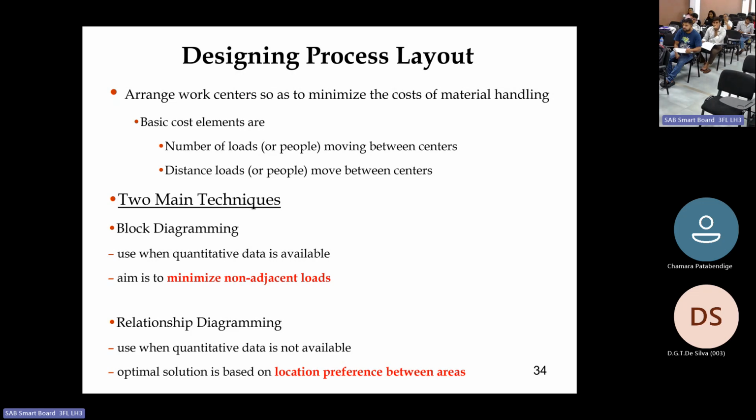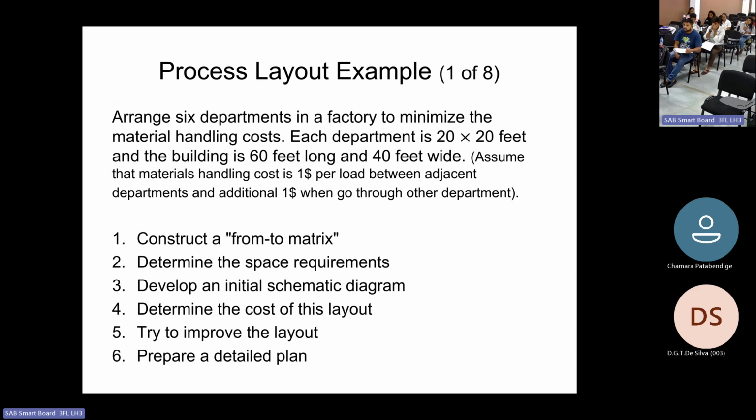Now, this technique can be used when quantitative data is available. Quantitative numbers, numerical numbers. That means different departments, how many transactions between them, and the transportation cost and all. If we have numbers, we can make use of this technique. It says the aim is to minimize non-negotiable loads between departments. Non-negotiable loads, you'll understand. So, now with a simple example, we will quickly identify how to use the block diagram technique.